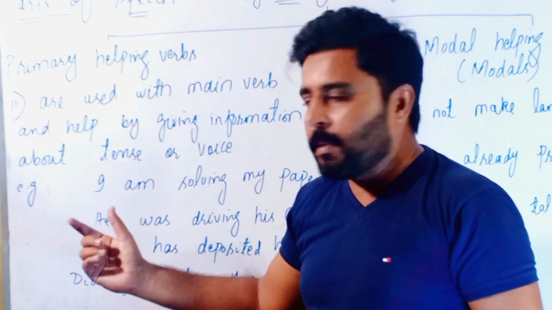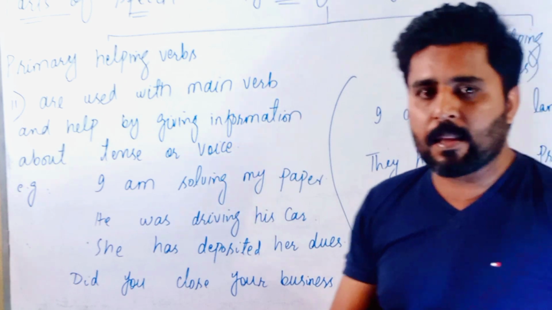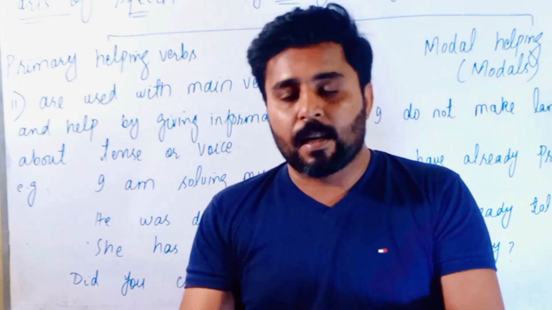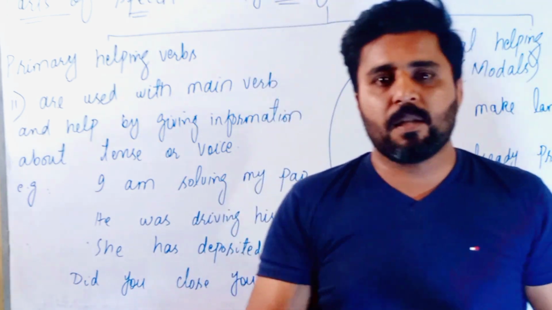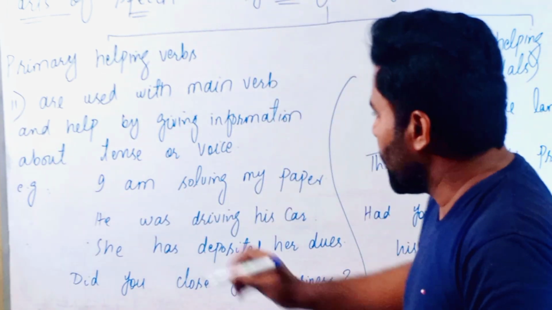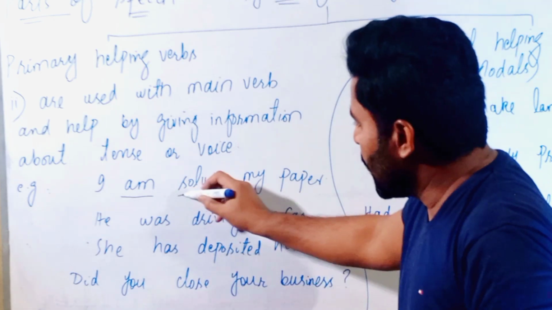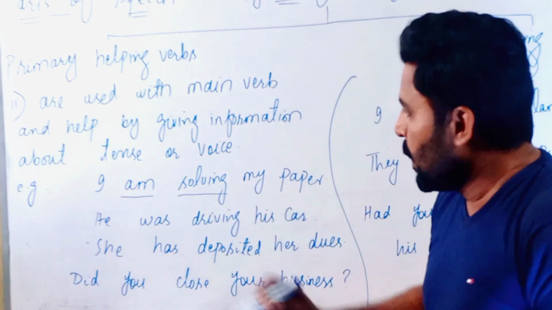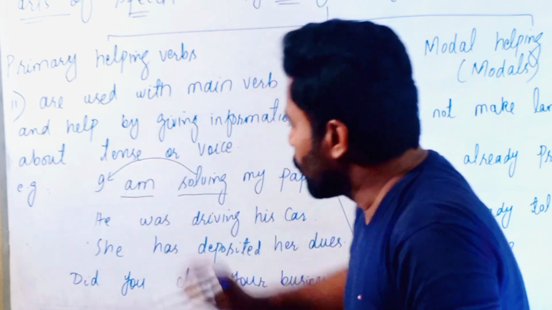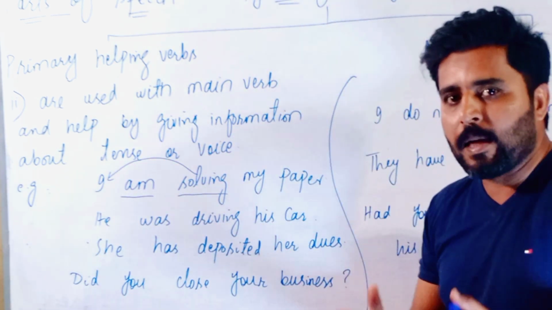सो प्राइमरी हेल्पिंग वर्ब की मदद से ना सिर्फ हमें उसके टेंस का पता चलता है बल्कि हमें उसकी वॉइस का भी पता चलता है कि either the sentence is written in active voice और it is written in passive voice. For example, I am solving my paper. Here we can see we have used helping verb am along with the main verb, the actual action of the subject I. Solving, हल करना. I am solving my paper. मैं अपना पेपर हल कर रहा हूँ.